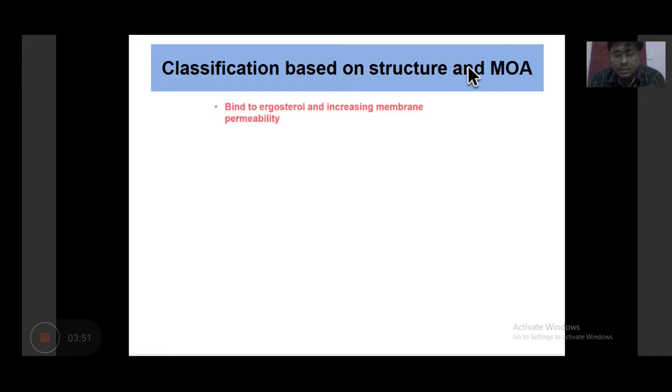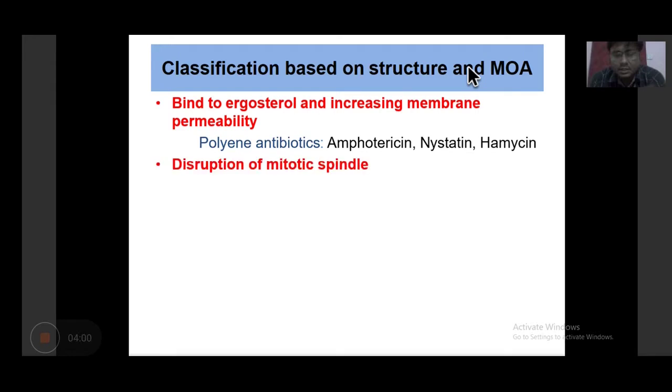Now, classification on this basis only, which is very easy, which we already discussed. As I said, a group of drugs that bind to ergosterol and increase membrane permeability. So here comes the group of polyene antibiotics, that is amphotericin, nystatin, hamycin. Out of these, nystatin is not very commonly used for systemic infection because of a lot of toxicity. It is reserved as an ointment or topical preparation to treat some fungal infections.